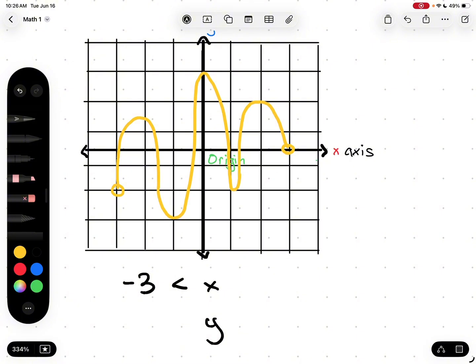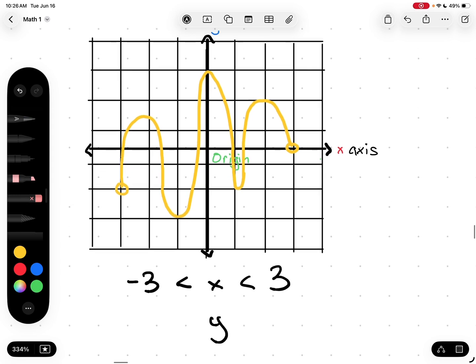where we hit here. This is at 1, 2, 3. It is an open circle, so we do that again. 1, 2, 3. This means that all values between -3 and 3, excluding -3 and 3, have a corresponding y value. Now let's go ahead and do y.